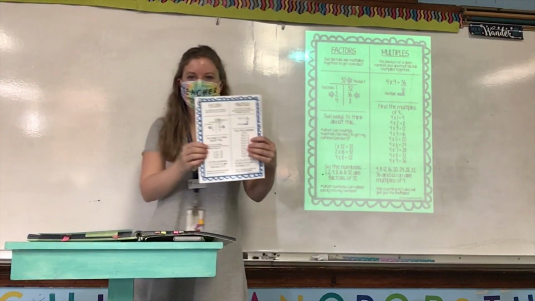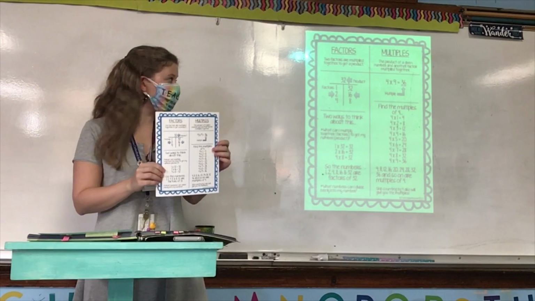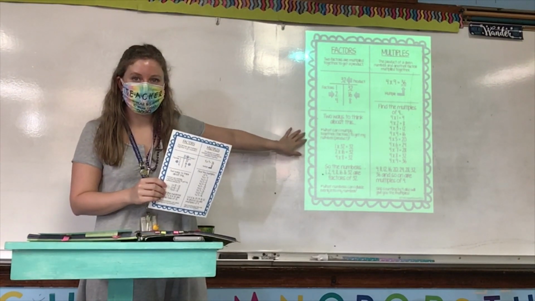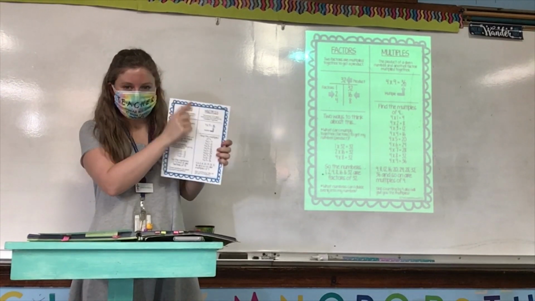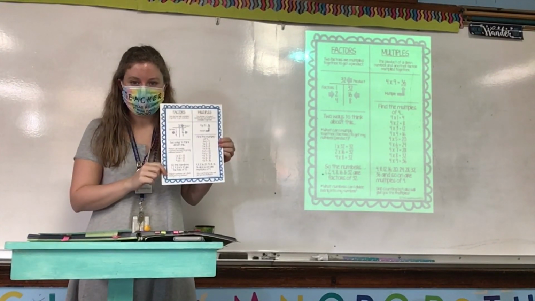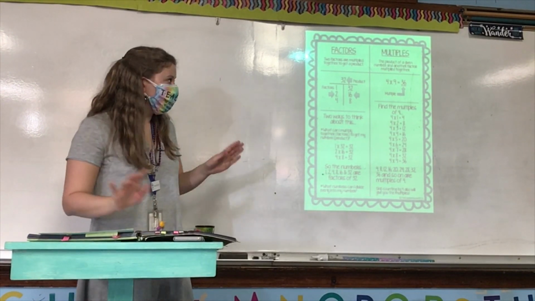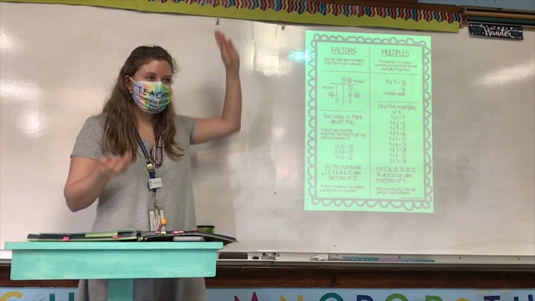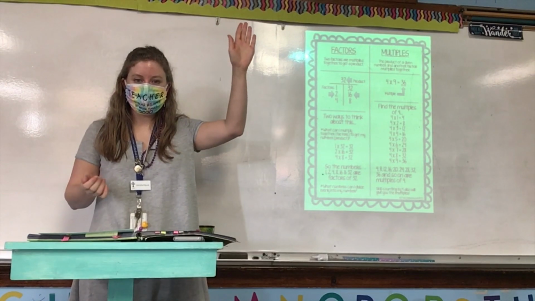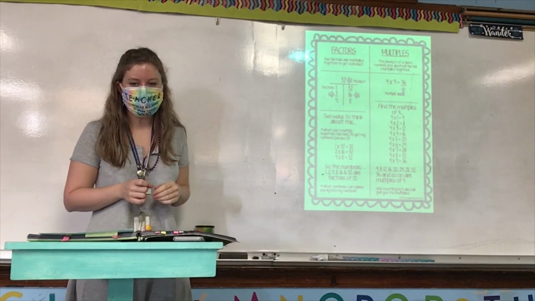So let's look at this side first, the one that says factors and multiples at the top. It's also the one that's on the board. It has the squiggly border around it. So the lesson we're learning today is all about factors and multiples. Well, what is a factor? What is a factor? Carla?